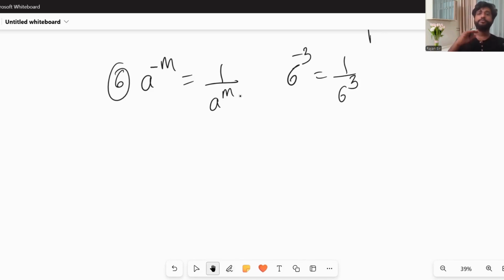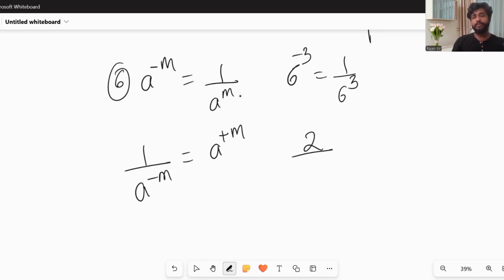Okay. Same way you can do from the denominator to the numerator. Highly useful. So if I have a raised to minus m, I can take it up and write a raised to plus m or n. Example, let's say we have 2 upon 4 raised to minus 3.